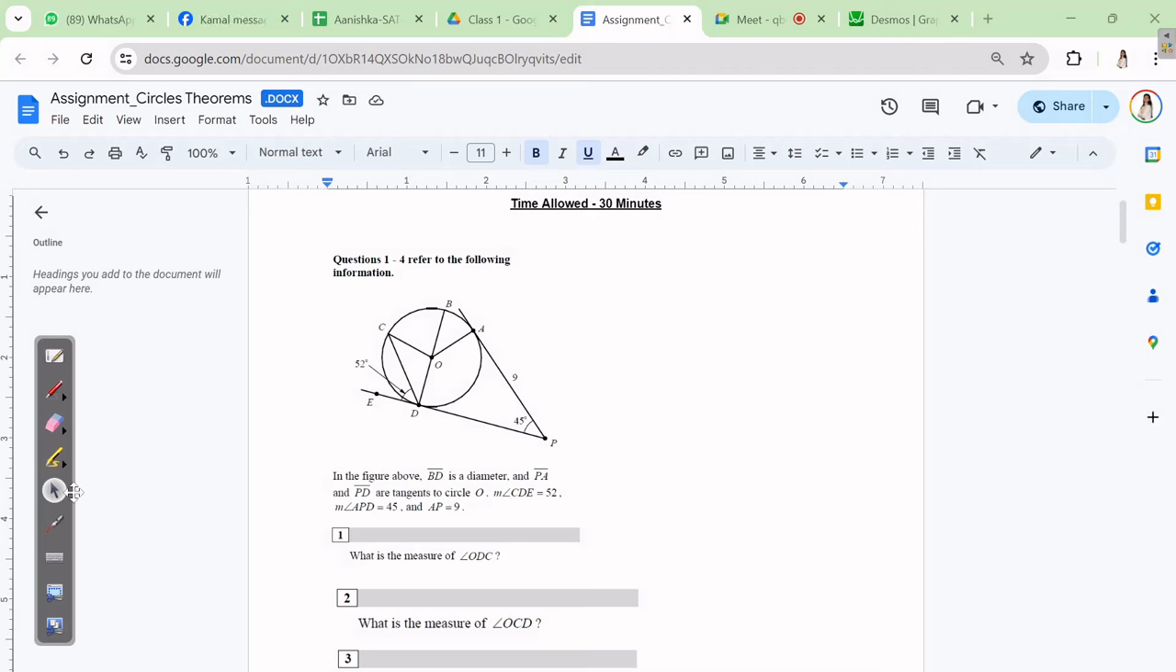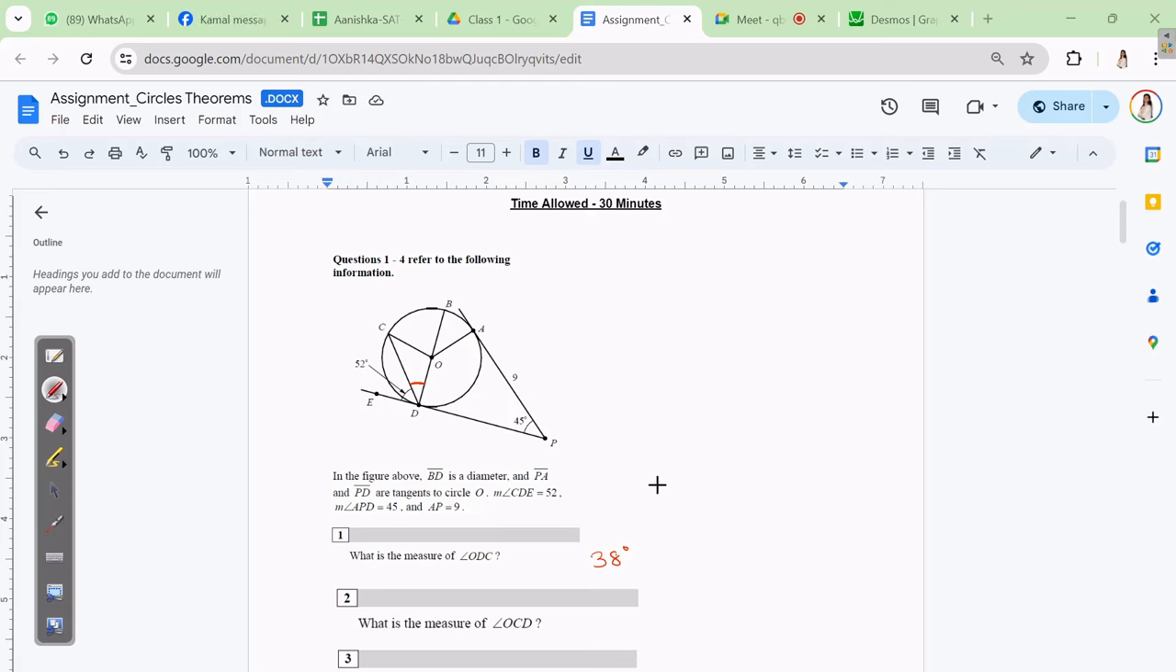Okay, so first one says, what is the measure of angle ODC? ODC. So this one. So it is going to be 38. Why would it be 38, Anushka? I don't know. You said you got number 1 right. So I'm just asking you the reason behind it. It is going to be 38. So how did you get 38?